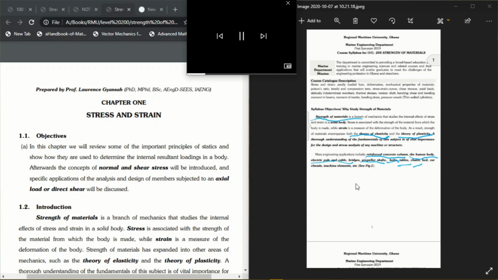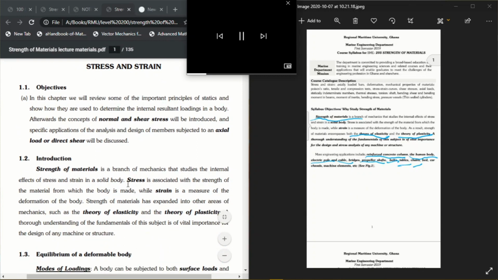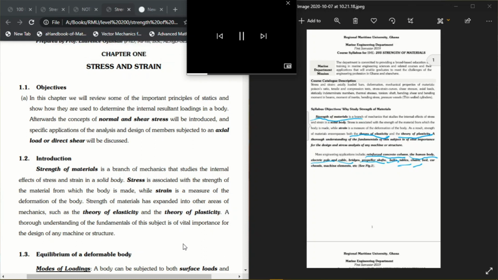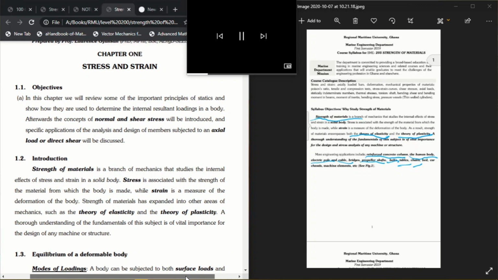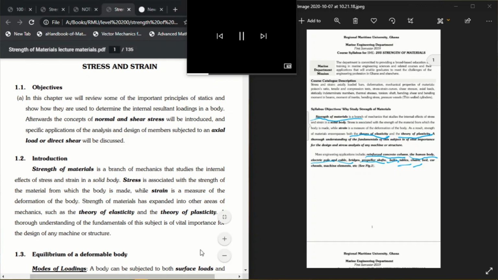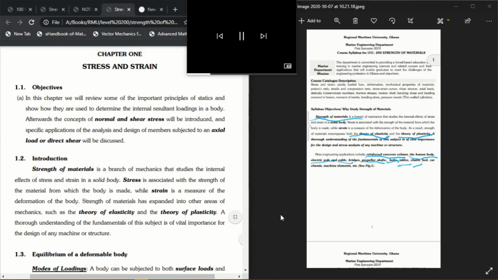Strength of material is a branch of mechanics that studies stresses that exist internally and strains that exist internally within a solid body. So if you want to understand stresses that exist in materials, for instance, you have a table, the stresses that exist as you sit on it, then we are studying something we call strength of material. Therefore, we are saying that stress is associated with the strength of a material from which a body is made. That is what stress is.